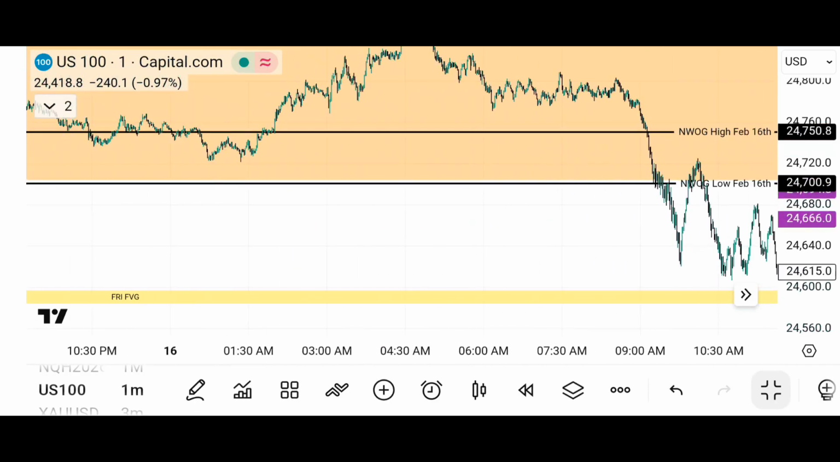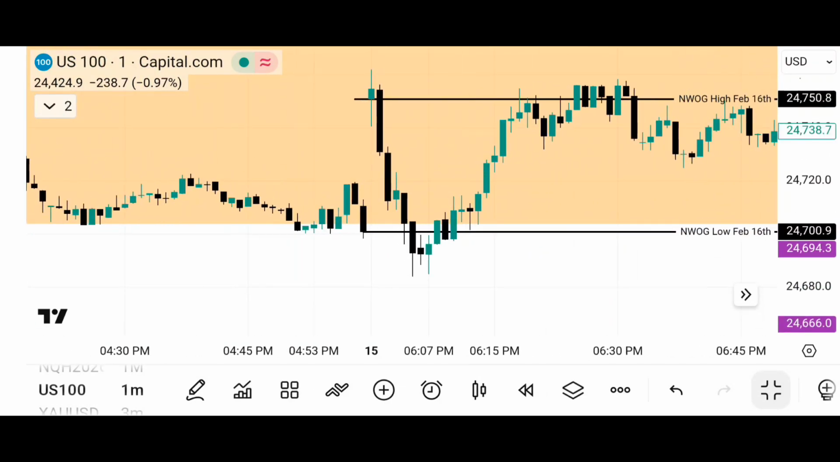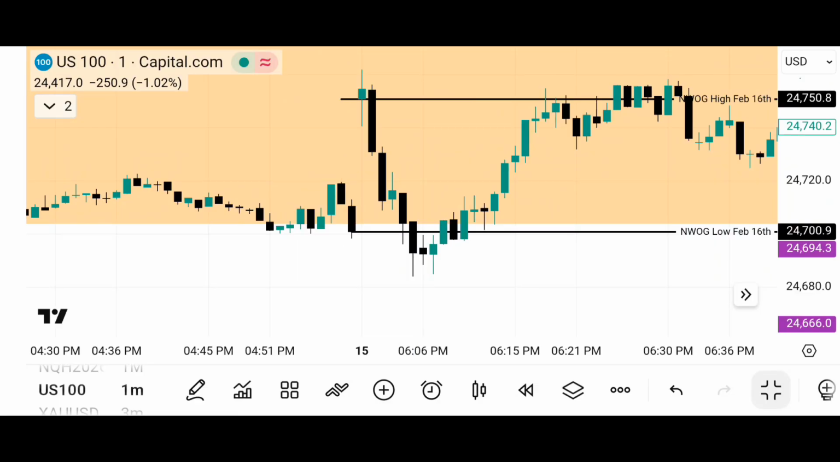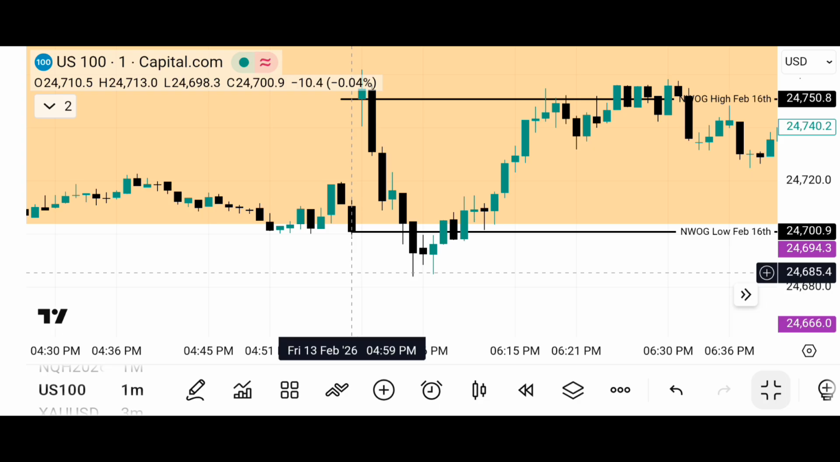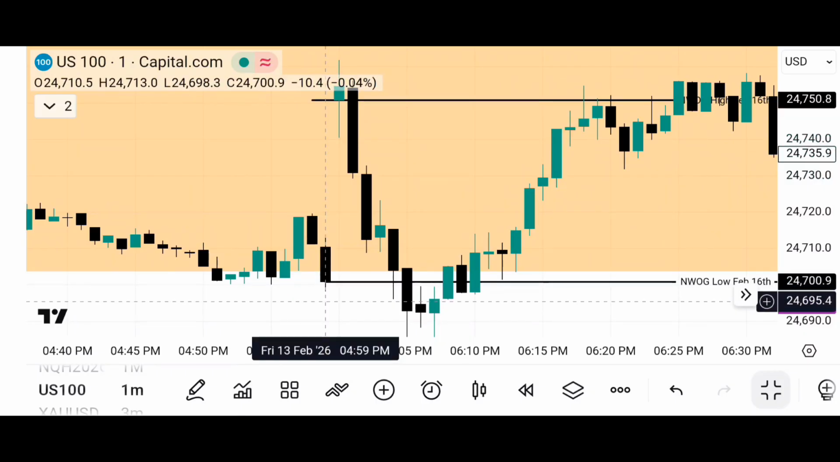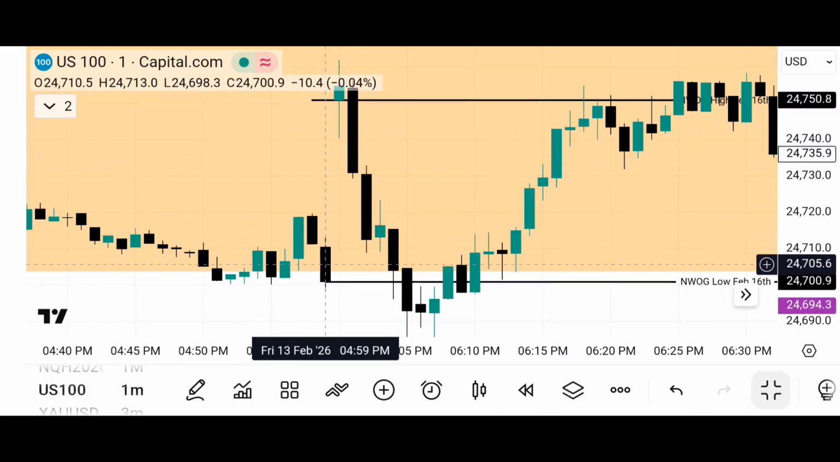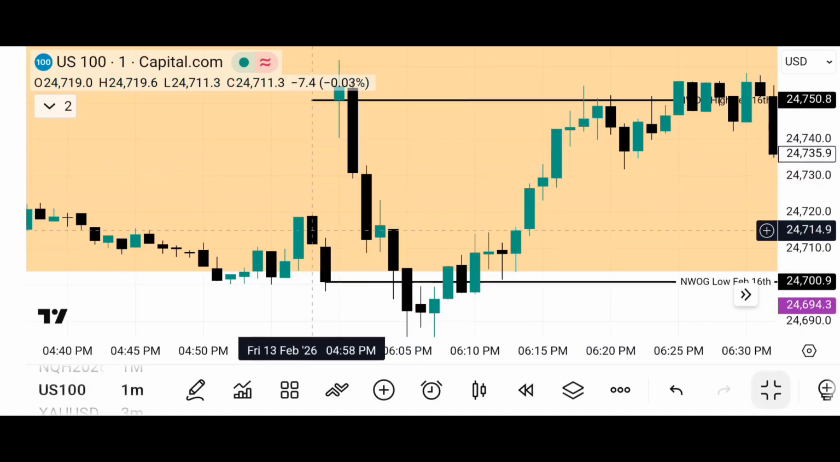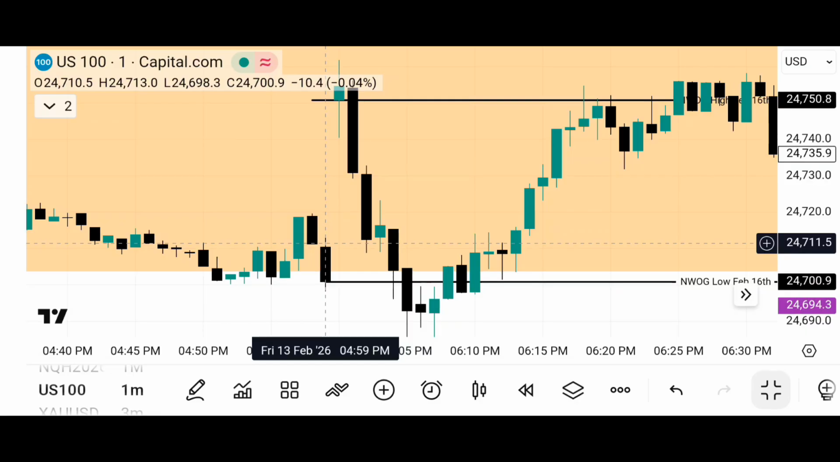Now going to how the new week open gap forms. This is February 13th. And you can see at 4:59, let me zoom, at 4:59, you see this candle, and you see this gap between this candle and this candle at the top. So during this 1 hour time window, there was no trading activity. There was neither buying or selling. That was the market close.